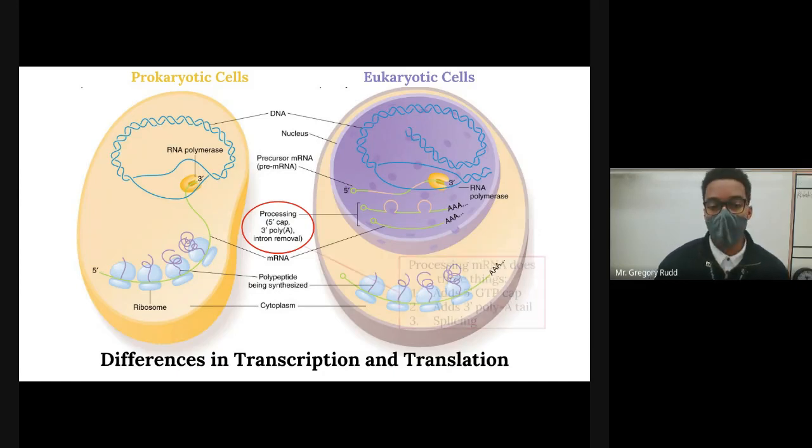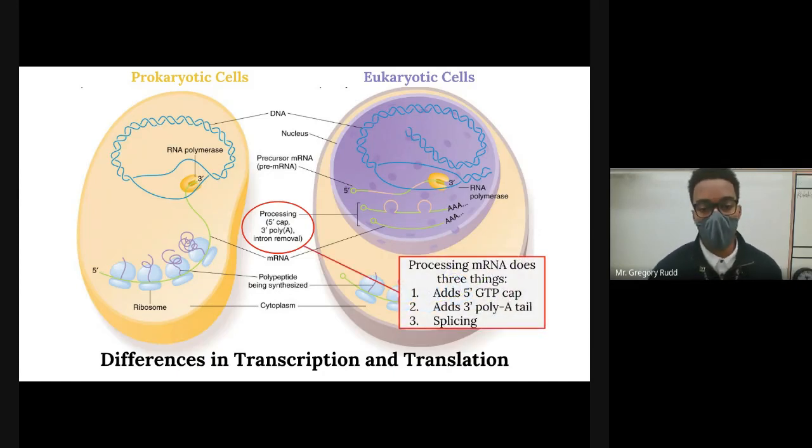Good. All right, I'm going to explain all that to you now, Selena, but Lexi got it 100%. So mRNA processing involves 3 steps, 3 processes. Number 1, the cell is going to add what is called a GTP cap to the 5' end.